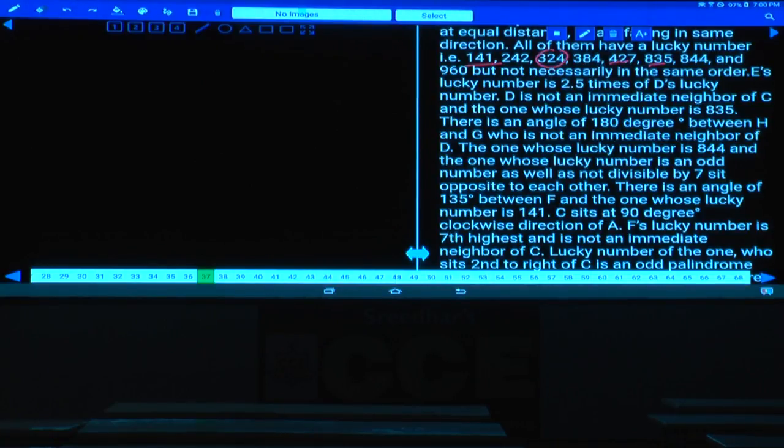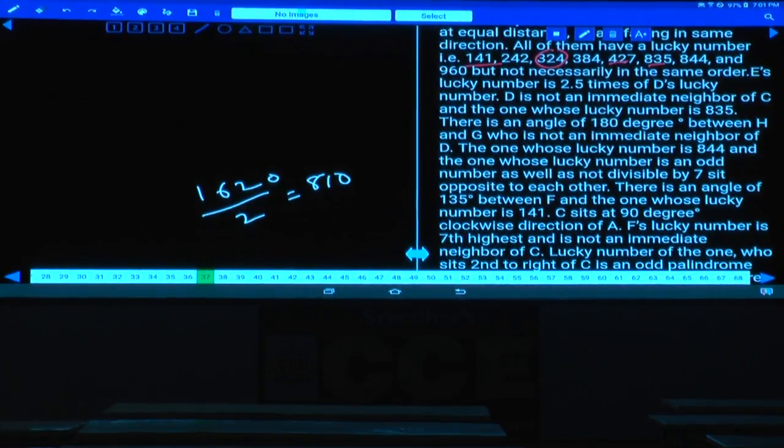Next one, 324. And 324 into 2.5 is how much? First divide this by 5. 324 into 5 is how much? 1620, isn't it? 324 into 5 is 1620. And divided by 2, because 2.5. Then what is the number here? 810. Is there any number of such type, 810? It is not there.